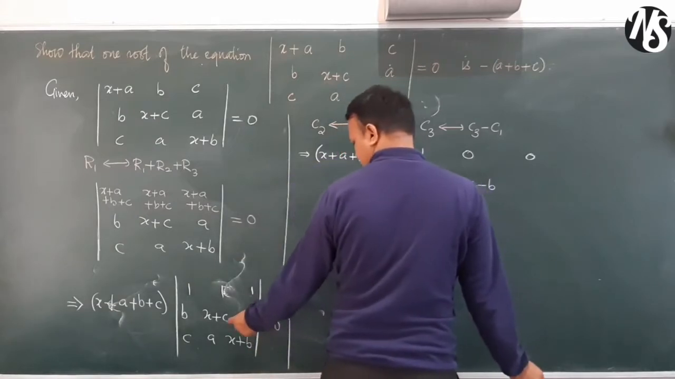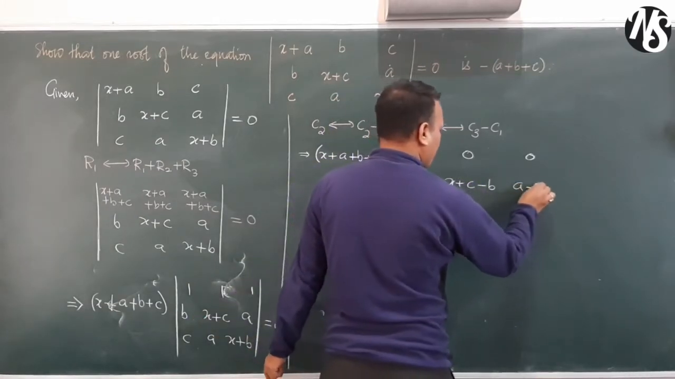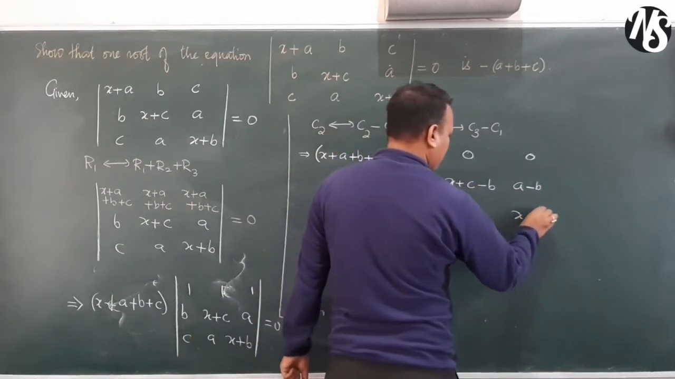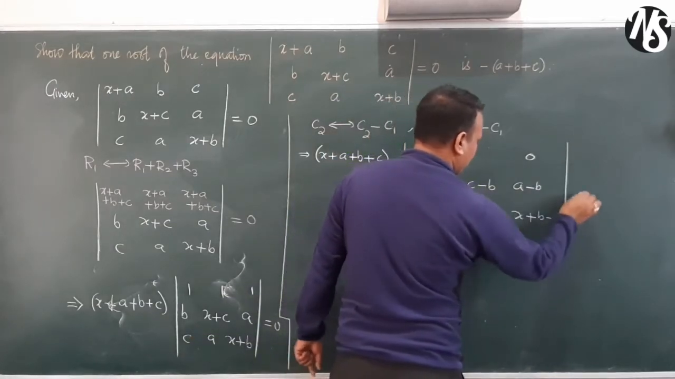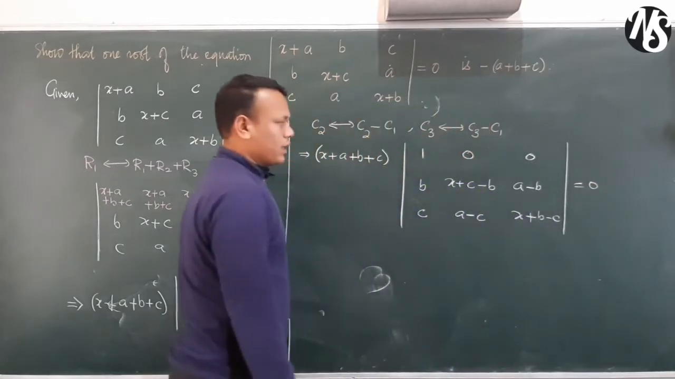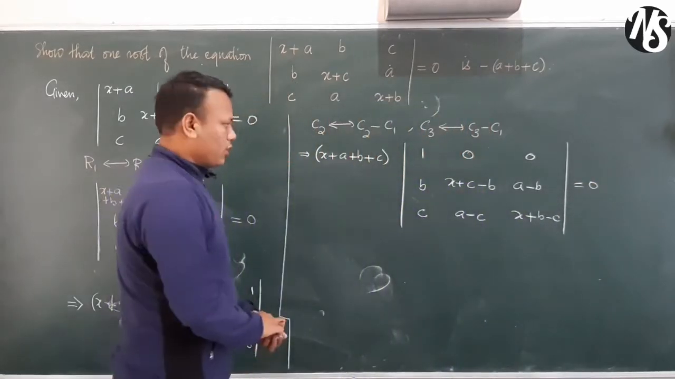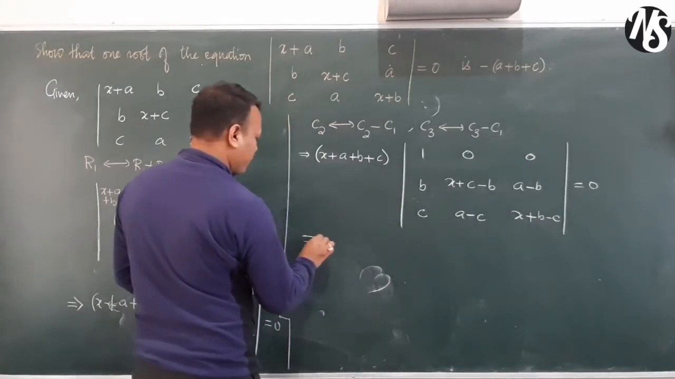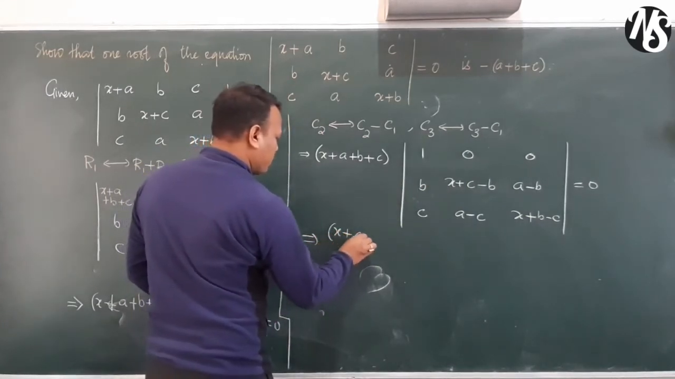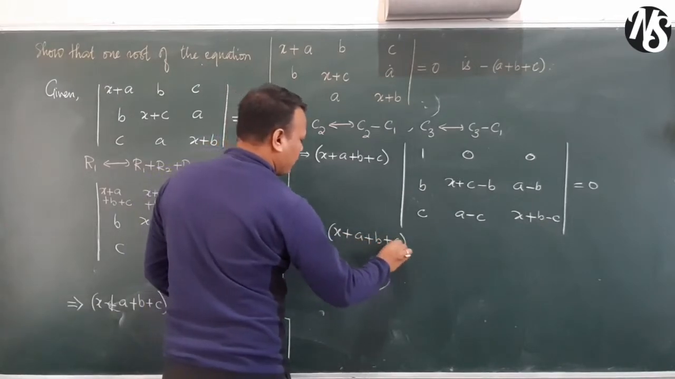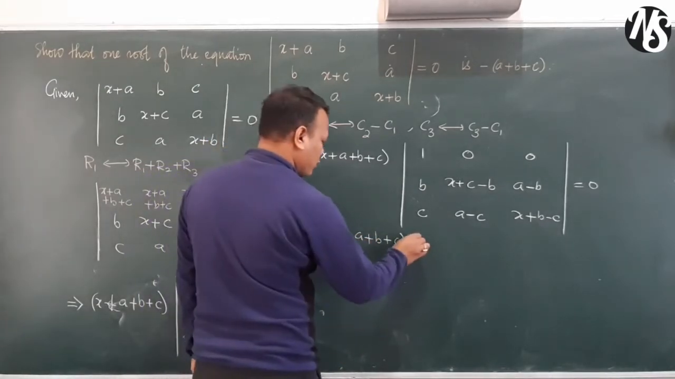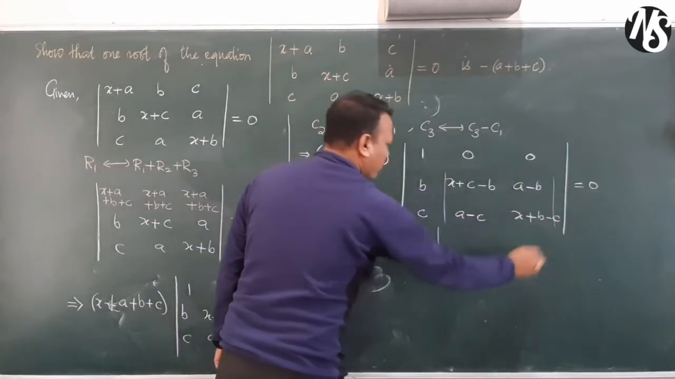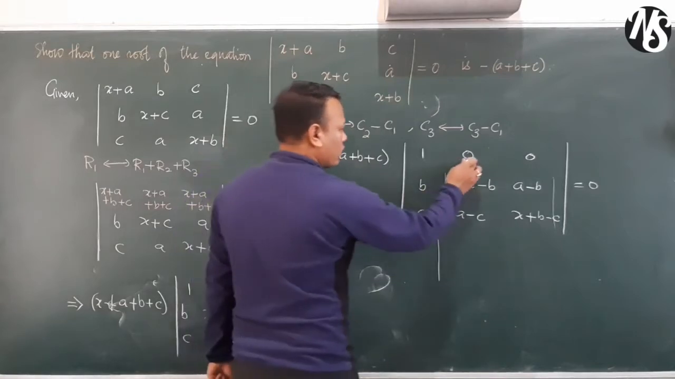So we have a minus b, and at last we have x plus b minus c, and this will be equal to 0. Now the evaluation is very easy. You just need to evaluate this one. So we have x plus a plus b plus c. Now into just write 1, and we have just the determinant of this. No need to evaluate for zeros.